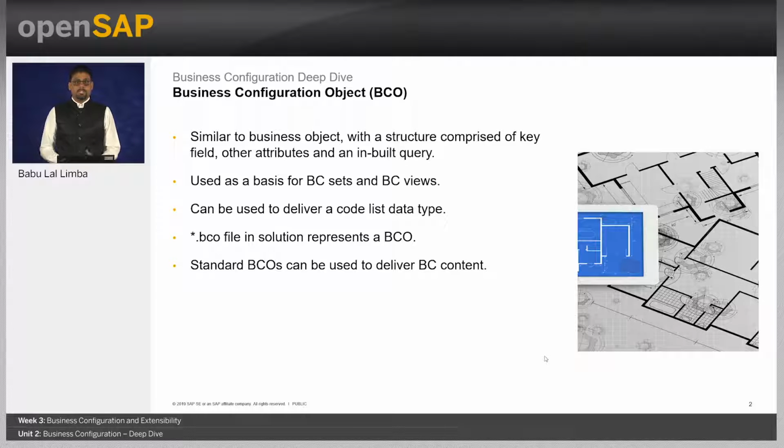BCOs delivered by SAP can be used to create BC content. Also, you can create custom BCOs as per the requirement to deliver your content. Please note that you work on standard BCOs only in the partner development tenant and not on the customer tenant. Apart from delivering business configuration content, a custom BCO can be used to define a code list type which can be manipulated by the end users in fine tuning. This gives the flexibility of adding or removing values from drop down fields as per the requirement. A BCO is represented by a file extension .bco in the solution.